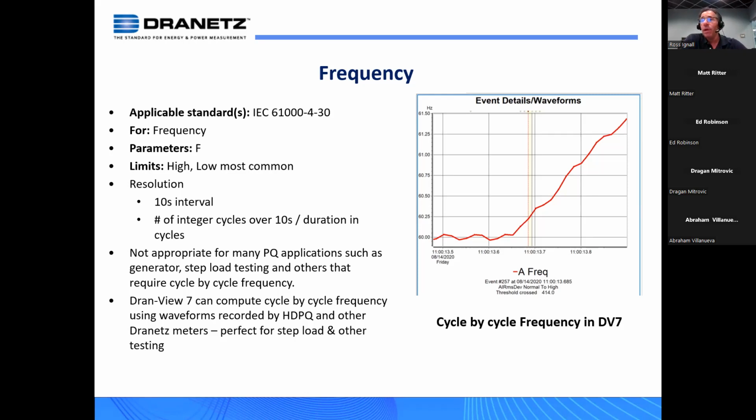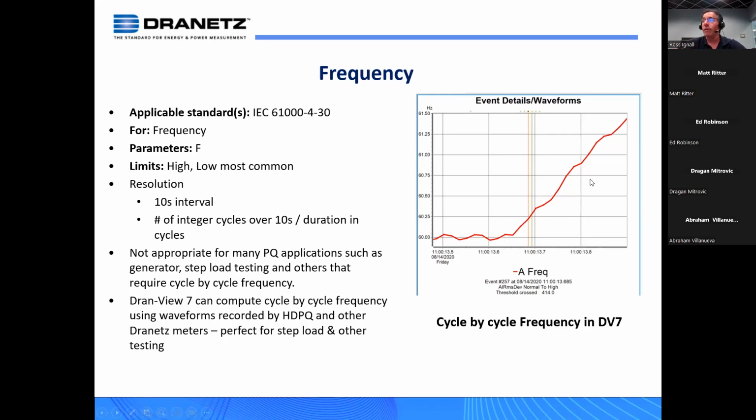It may not be as stable. So those applications typically require what's called cycle by cycle frequency. So you're looking at every AC cycle recorded, and what is the frequency of that one? And what's the frequency of the next one? Standard power meters typically can't do that, probably because they're driven by these standards. However, Dran-View 7 can compute the cycle by cycle frequency using any waveform recorded by the HDPQ and other Dran-View legacy meters. So if I get a whole slew of wave shapes, say 50 cycles or something, Dran-View 7 Enterprise, using the harmonics and time plot calculator, can compute and plot for you the individual frequency of each cycle and get maybe a plot like this.